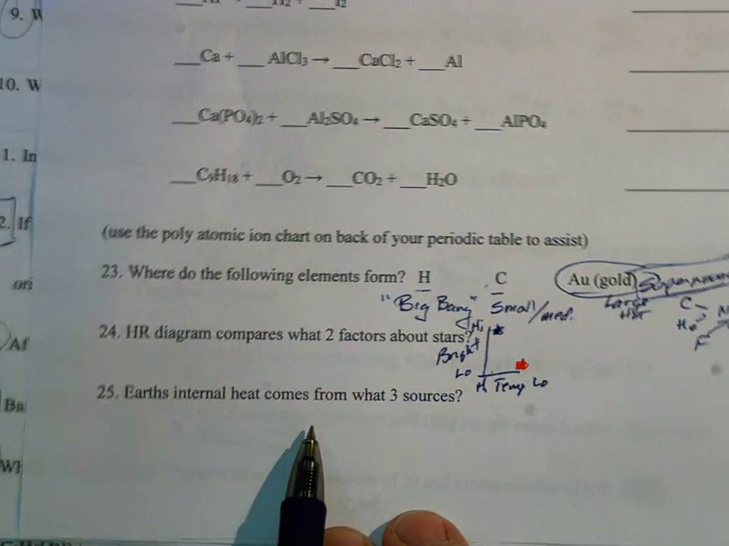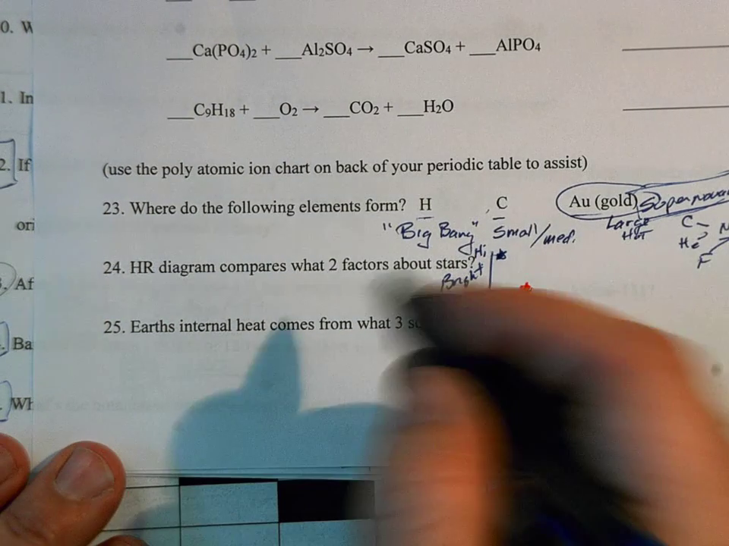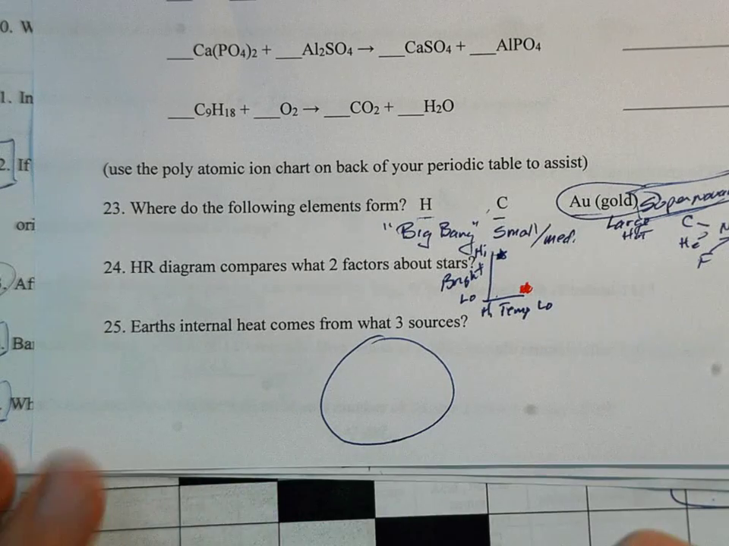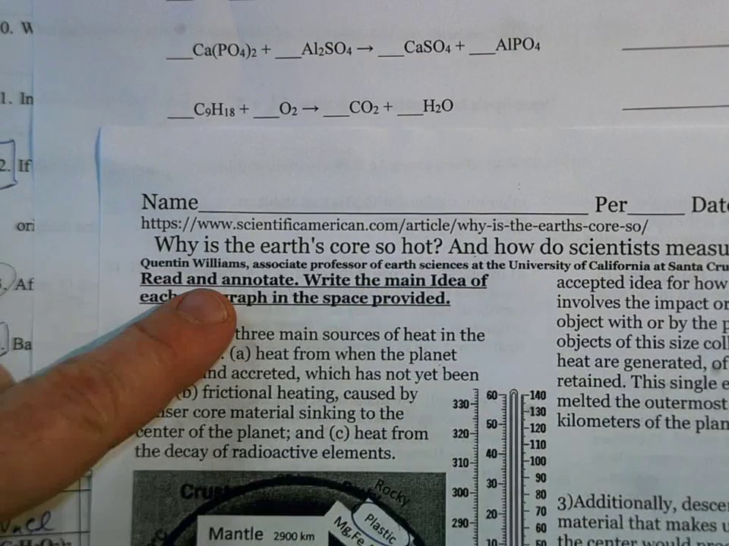Lastly, the last of our questions here: Earth's internal heat comes from what three sources? So we've got our planet Earth here, and we had a reading passage, and you can review this and why the Earth's core is hot.